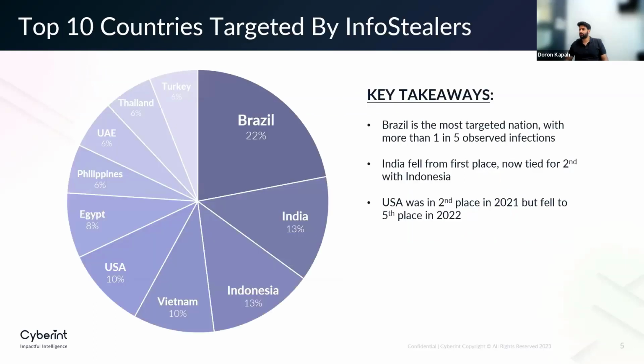All right, let's go to the top 10 countries targeted by InfoStealers. We can see that Brazil tops them all in 2022. It actually took the first place. Then comes India and Indonesia, tied in second place. And the USA was second last year and now fell to fifth place. In 2022, we can call it a fall, but it's better than being second, right?